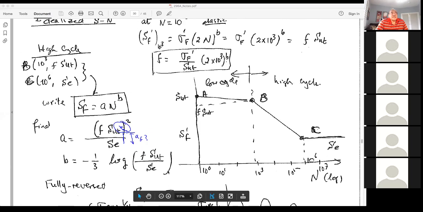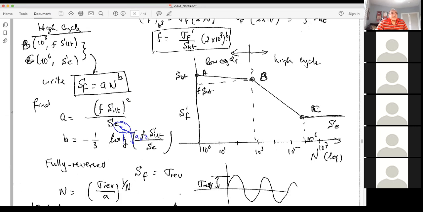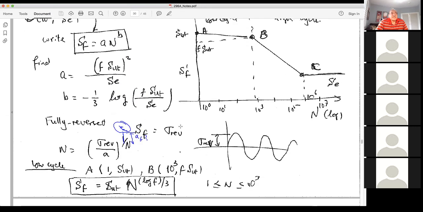So that is what we have here, and therefore we can use this to find the number of cycles to failure, given that we have fully reversed loading. And I'll talk about what happens if it is not fully reversed in just a few minutes.